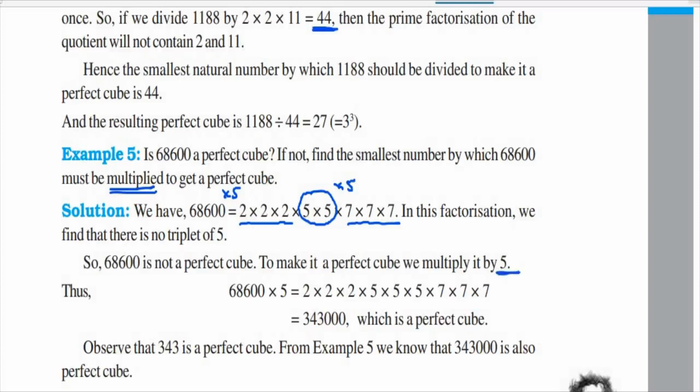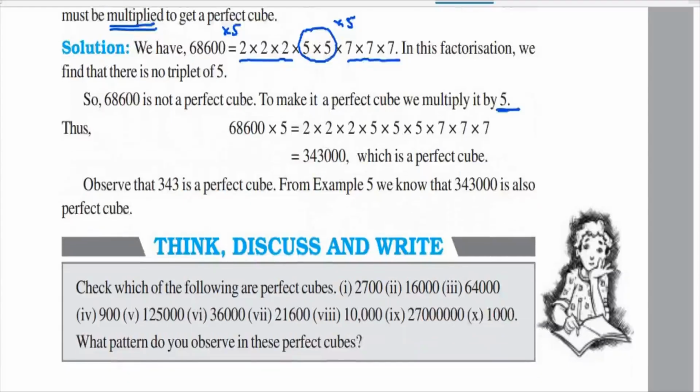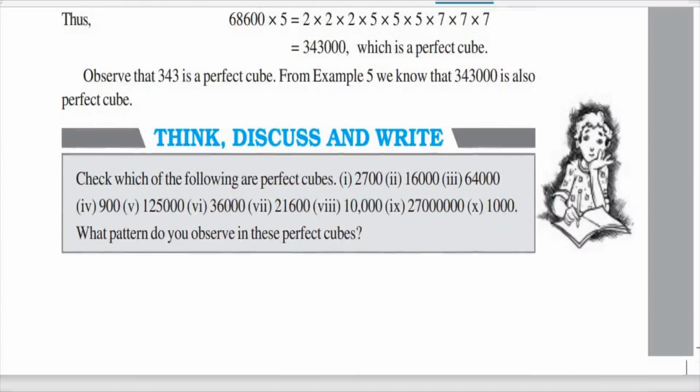Alright, friends. Now check which of the following are perfect cubes. Okay, let's take 2700. Now, if you see one thing, there have to be 3 zeros. There are only 2 zeros up here, right? So this is not a perfect cube, because if there are 3 zeros, suppose I have given 27,000. Now 3 zeros, that is 10 cube, and 27 is nothing but 3 cube, right? So I have 30 cube. 27,000 would be 30 cube, but this has 2 zeros, so it's not a perfect cube.